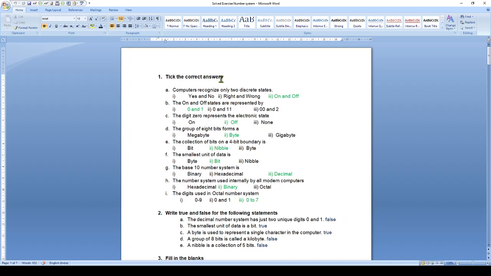Computers recognize only two discrete states: yes and no, right and wrong, on and off. The answer will be on and off. So there are two discrete states, power is on and power is off. So the computers can recognize only two states, on and off.